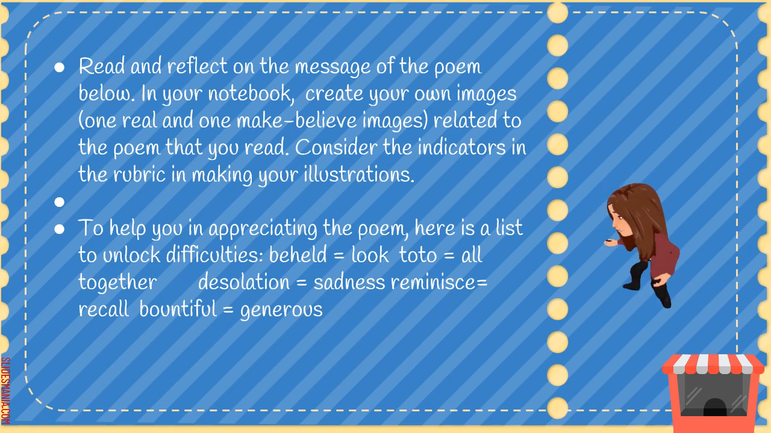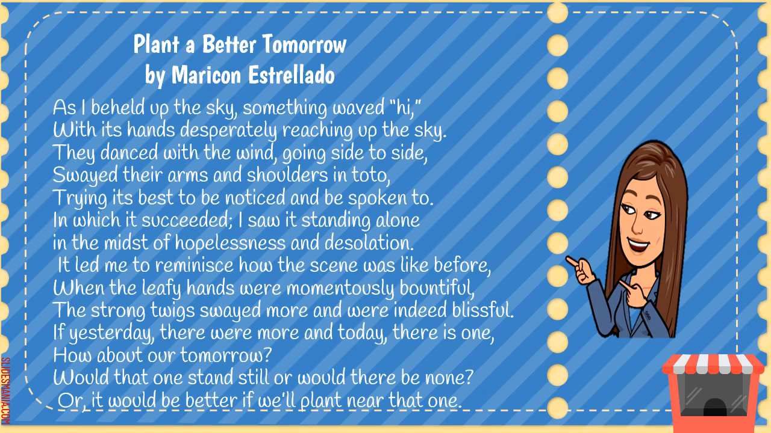To help you in appreciating the poem, here is a list to unlock difficulties. When we say beheld, it means to look. Tutu is all together. Desolation means sadness. Reminisce means recall. And bountiful means generous. So I hope you get it. So now let's read the poem entitled Plant a Better Tomorrow by Maricon Estrellado.